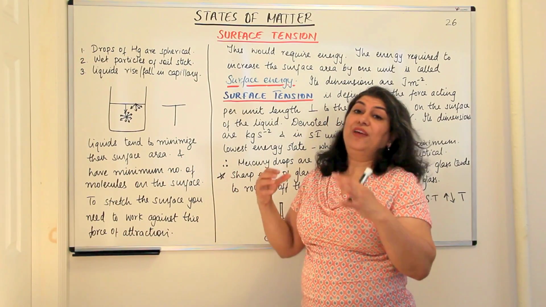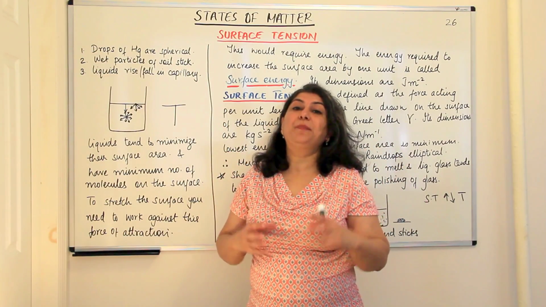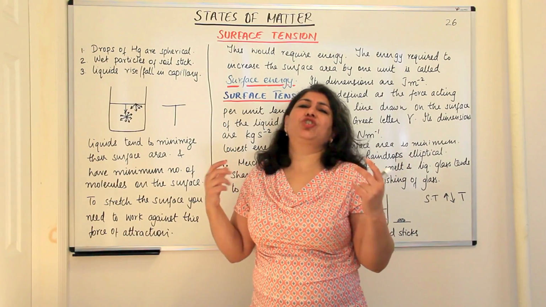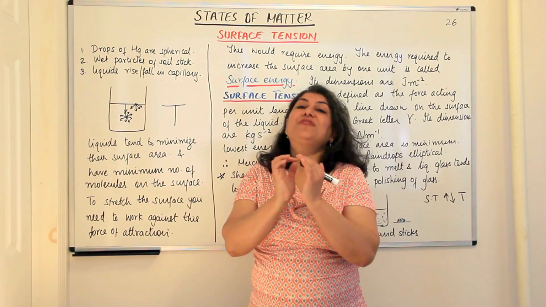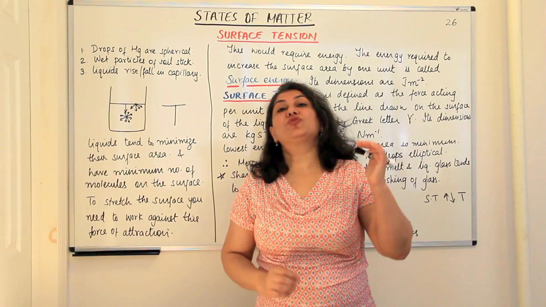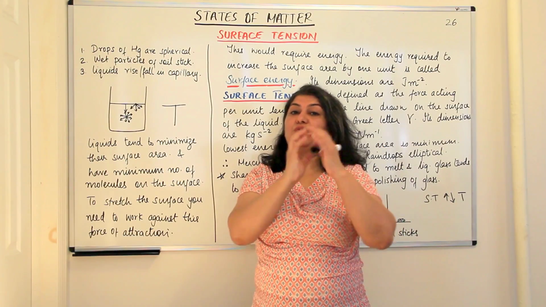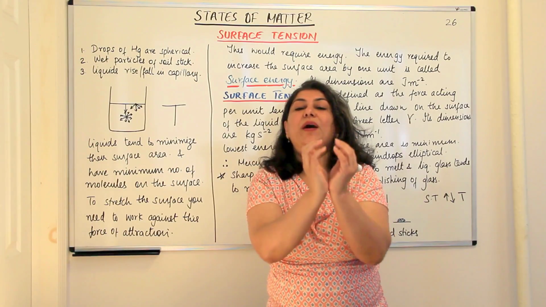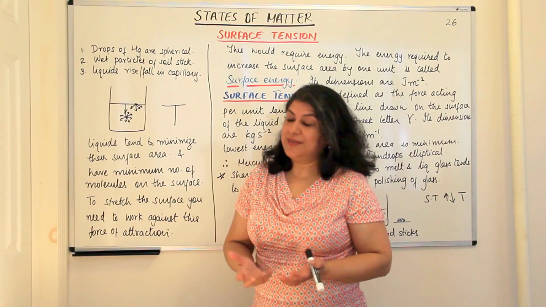I just told you, if this force is acting towards the center, what would be the shape in which there would be least tension in the case of molecules on the surface? The shape would be spherical, because a spherical shape has the smallest surface area. So the liquid would try to acquire a spherical shape in order to have minimum tension on the surface.